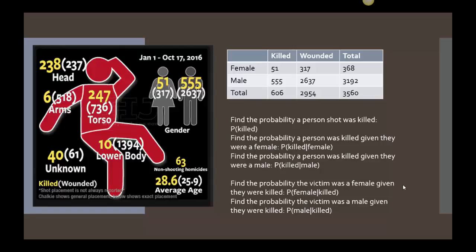And I also want to show you how to take words and turn them into something much smaller, because students tell me they have a hard time with word problems. So I want to reduce the words and get right to a problem as soon as I can. So the first one, find the probability a person was shot.